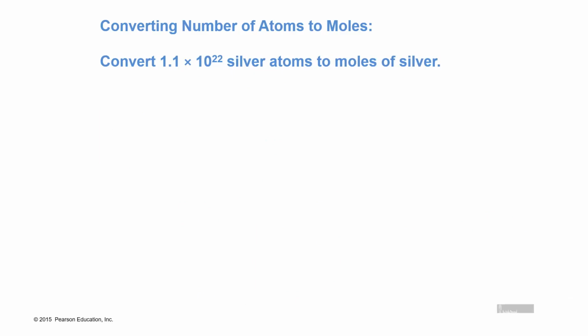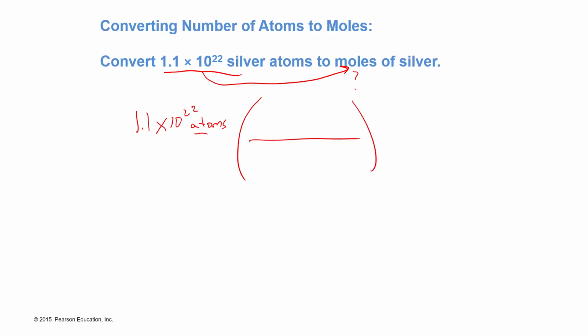Okay, now we're converting atoms to moles. So convert 1.1 times 10 to the 22 silver atoms to moles of silver. So we're starting with atoms, we're converting to moles. So 1.1 times 10 to the 22nd atoms, parentheses, we have atoms on the top, we're going to put atoms on the bottom. We're converting to moles. And moles, M-O-L-E, is abbreviated M-O-L.